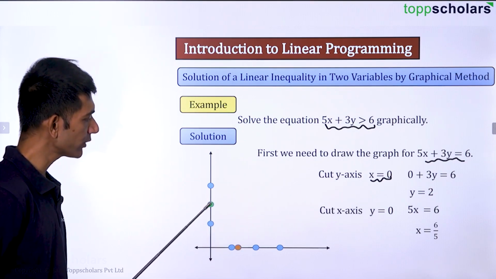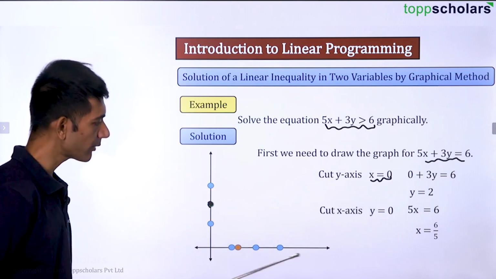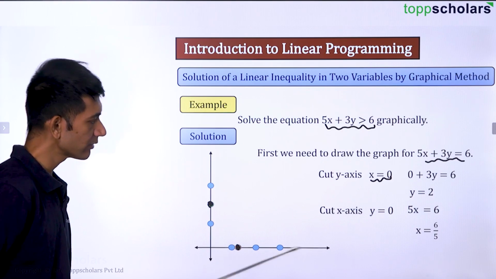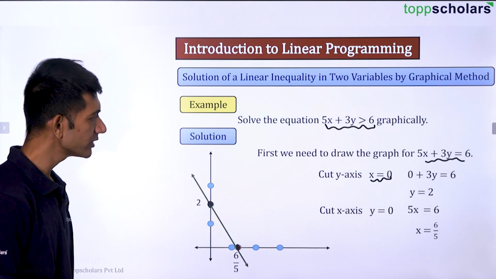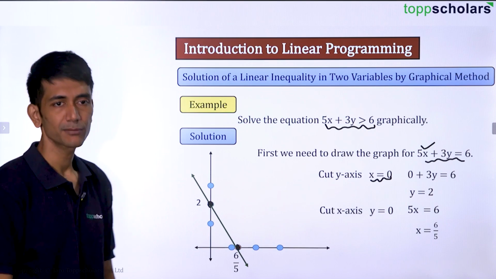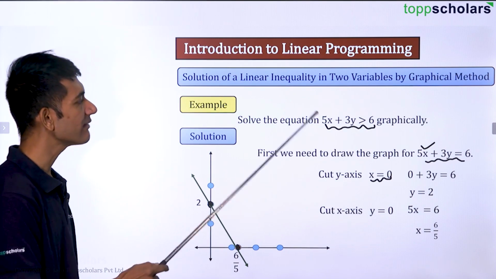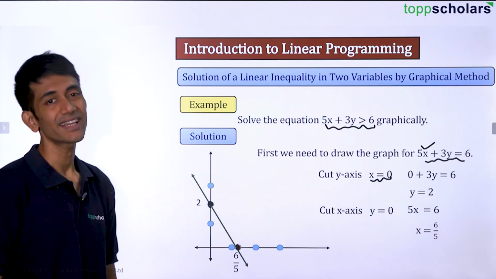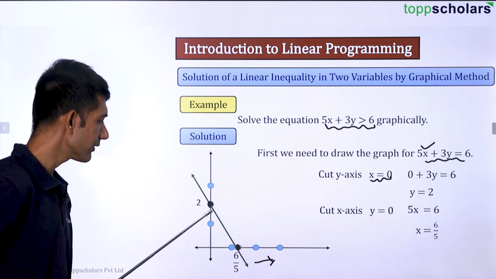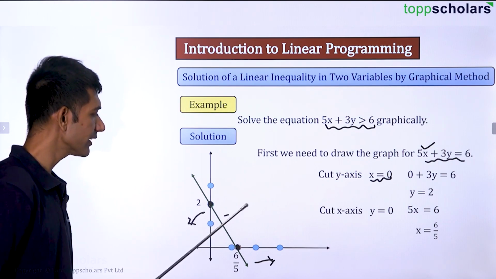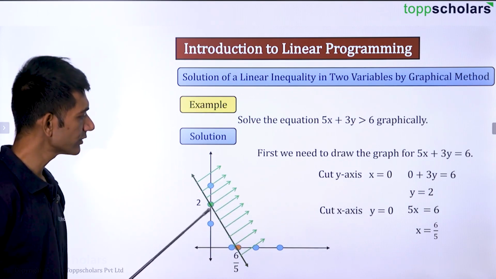So here are the 2 points. This point over here is your first point, 0, 2, and this point is 6 by 5, 0, and then you just draw a straight line. This straight line is 5x plus 3y equal to 6. But now we have an inequation which says 5x plus 3y greater than 6. Greater than 6 means this will be the direction. This is the direction for less than, and this is the direction for more than. So greater than means it will go everywhere here. This is how it will look.